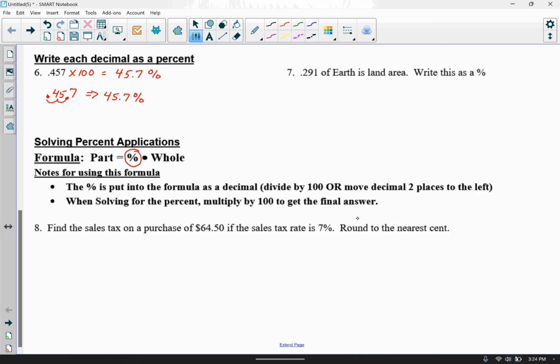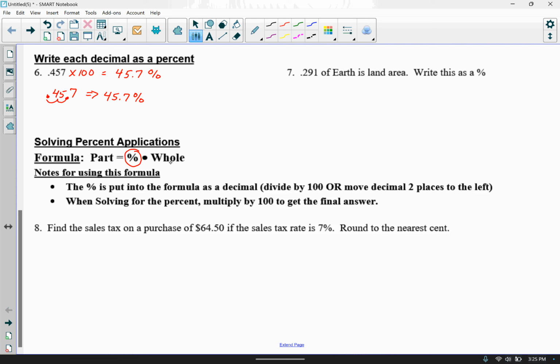I'm going to do the next 3 examples with you so that you can see us using this formula 3 separate ways and our variable moving on us. In one of the problems we'll be solving for the part, in another problem we'll solve for the percent, and in another problem we'll solve for the whole.